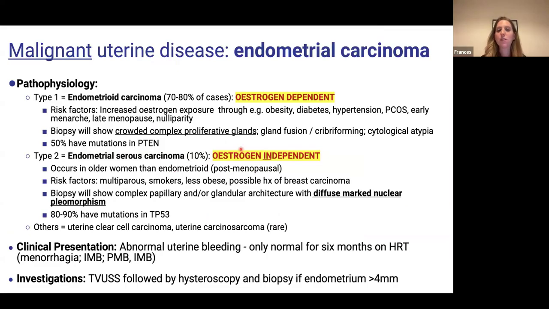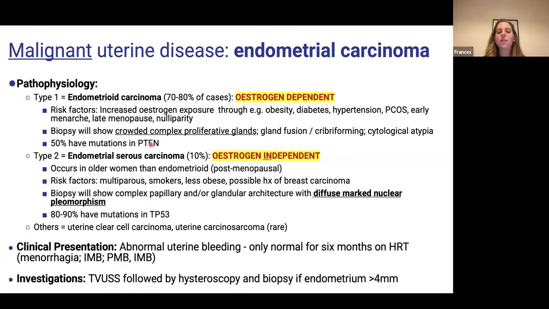So there are different types of endometrial carcinoma, but the main one is type 1, which is an endometrioid endometrial carcinoma. This is estrogen dependent. So this is driven by estrogen. So obviously these are your key risk factors. You're going to get a lot of proliferative glands. And then those glands, because there are so many of them, are going to fuse, and you get what's called cribriforming, when the glands are just stuck together. You're going to get a lot of cytological atypia, and you might have mutations in PTEN.